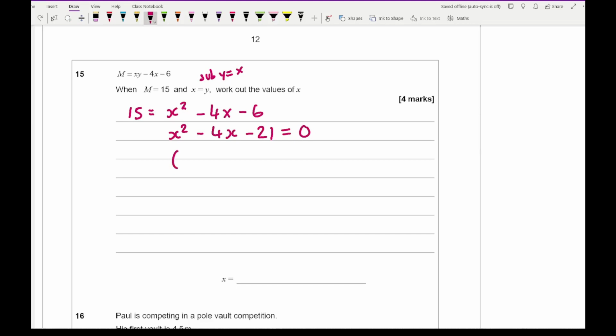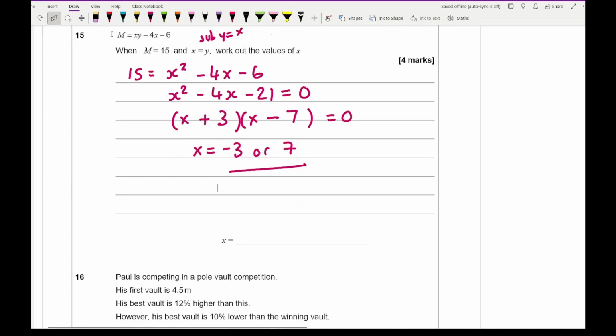I can then factorise this because it does factorise, in which my two numbers are 7 and 3, and it's minus 7 plus 3. And you can have those brackets in any order, and it basically gives me my solutions of x equals minus 3 or 7. Now alternatively, you could have used quadratic formula, but I think factorising would have been a whole lot easier.